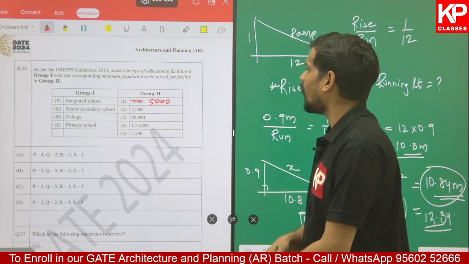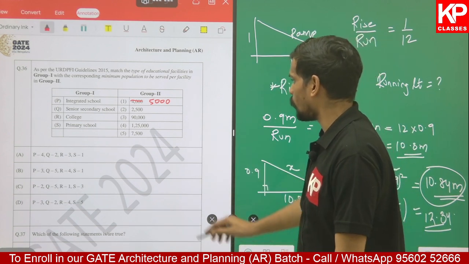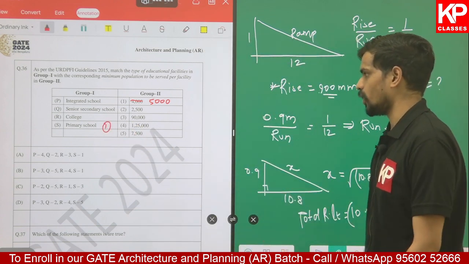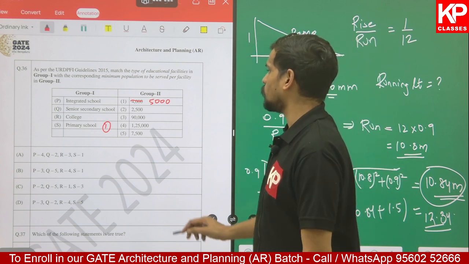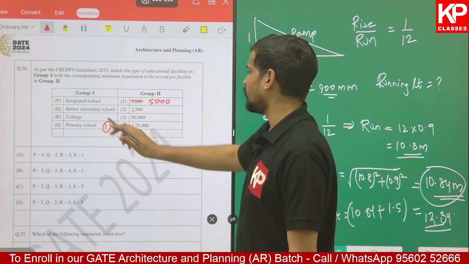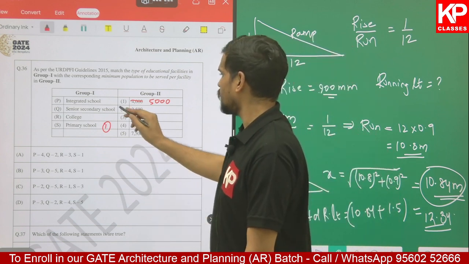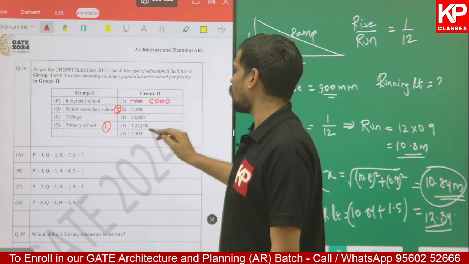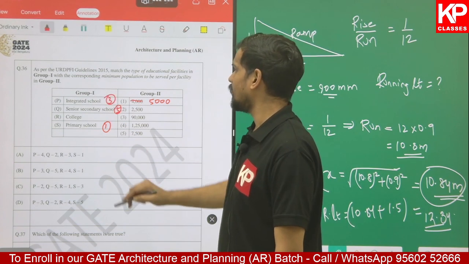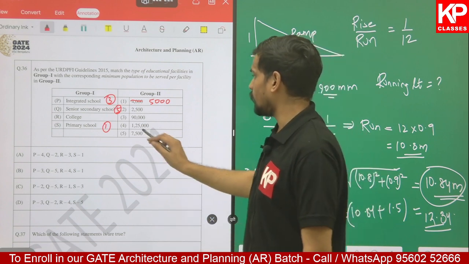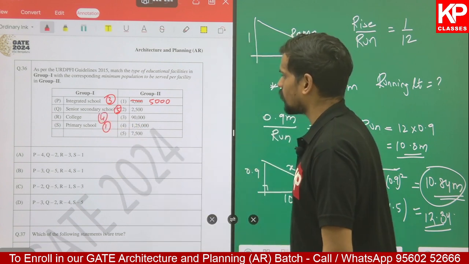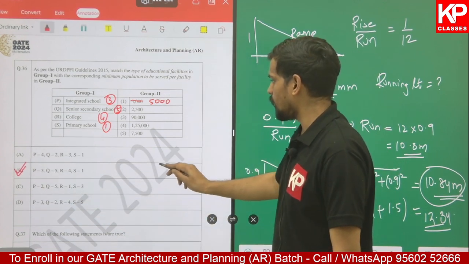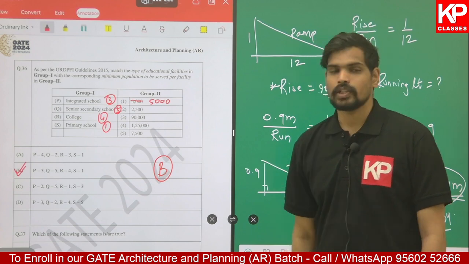So, let us go through this first. For primary school, option 1 is the most relevant one. 5,000, however, is the population. Then you have integrated school, which comes after senior secondary. Actually, for senior secondary, it is 7,500. So, senior secondary is the next one in terms of hierarchy. Integrated school serves a population of 90,000. So, this is 3. College serves a population of 125,000, that is option 4. So 3541 is the appropriate option. 3541 is seen in option B. So that's the correct answer for question number 36.